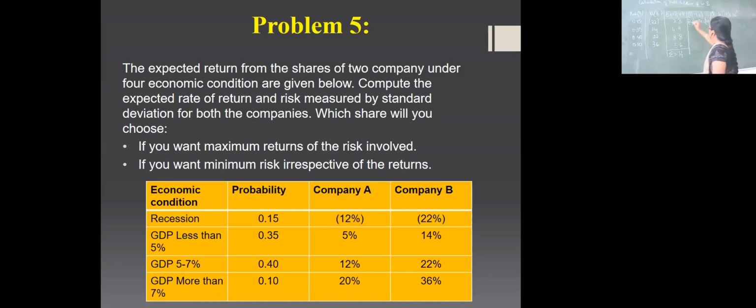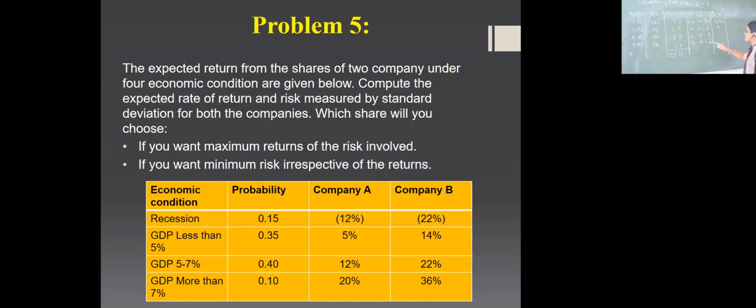Next one, RI is how much? 14 minus 14, 0. Next, 22 minus 14, 8. 36 minus 14, 22. Square it out. 36 square is 1296. Okay. Next one is 0, so 0 square is obviously 0.